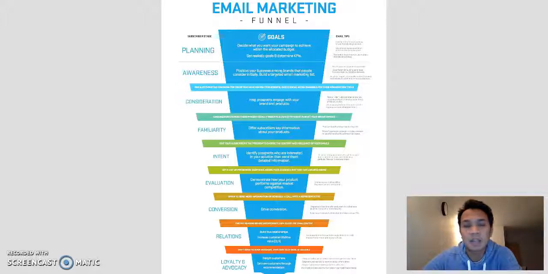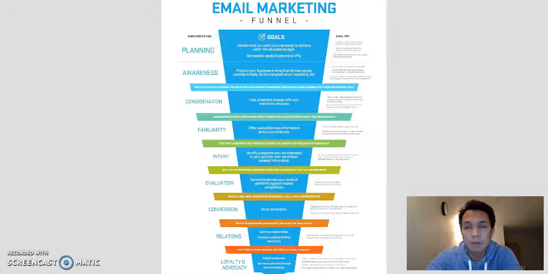So basically, again, what I'm saying is that it all starts from your planning stage. If you can see here, you've got the planning stage, which is actually not a formal step in the funnel itself. Although it's stated here, it's not an email, but it is an important step in your campaign.